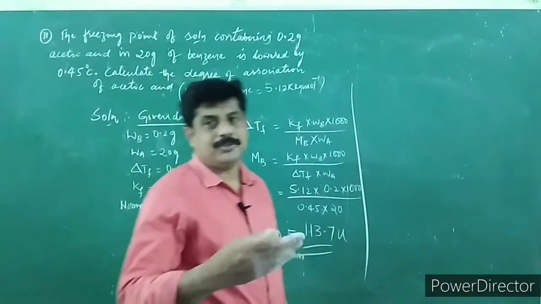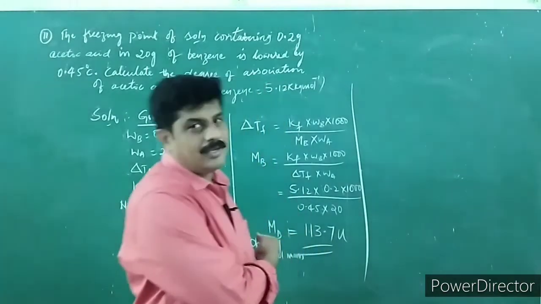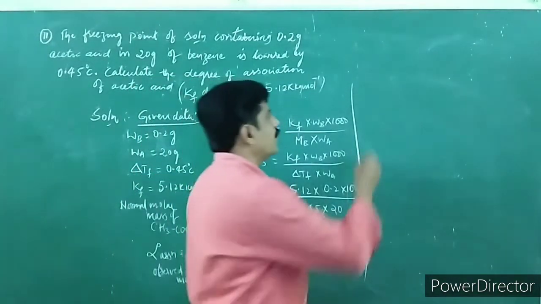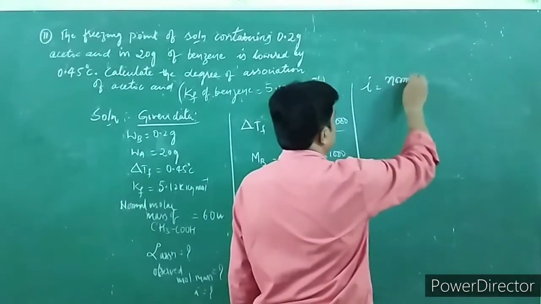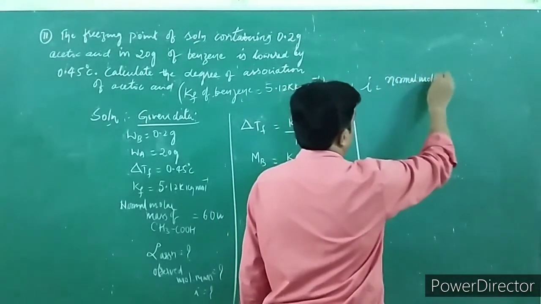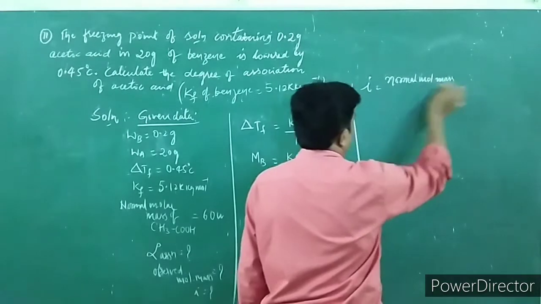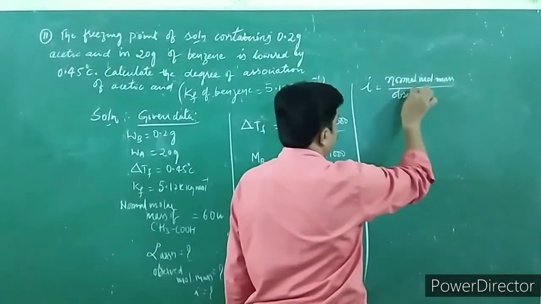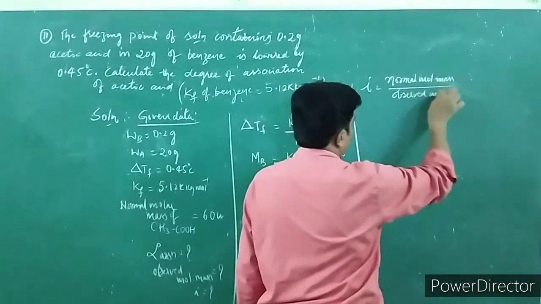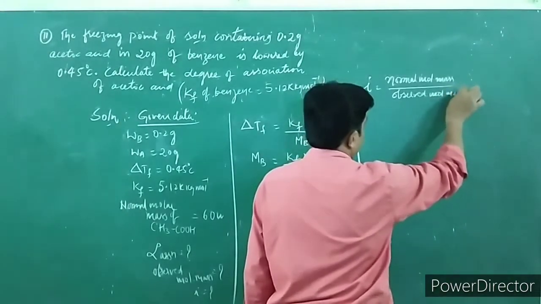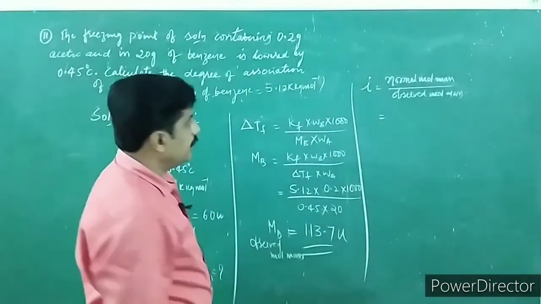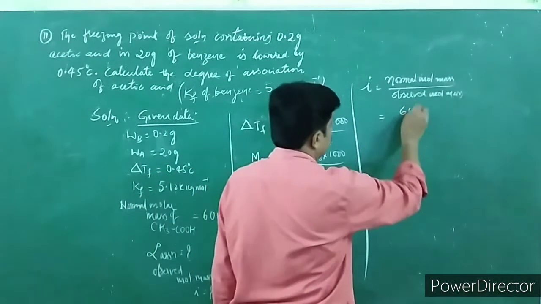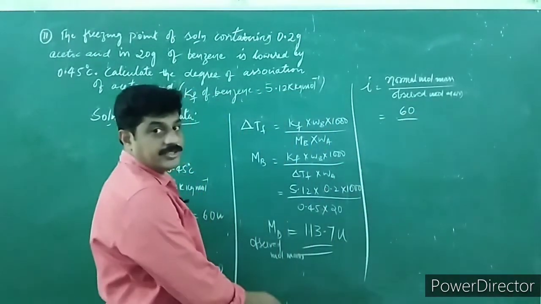Now normal molar mass, you also know about observed molar mass. Then I'll go for calculation of i. What is that? Normal molar mass upon observed molar mass. Now normal molar mass, children, how much? It is 60. Observed molar mass, how much here?